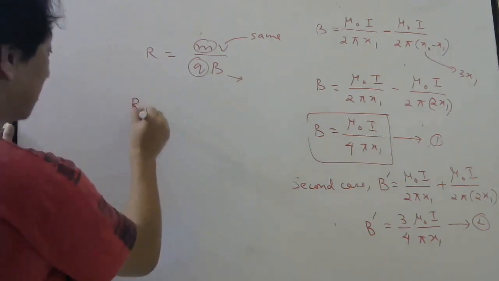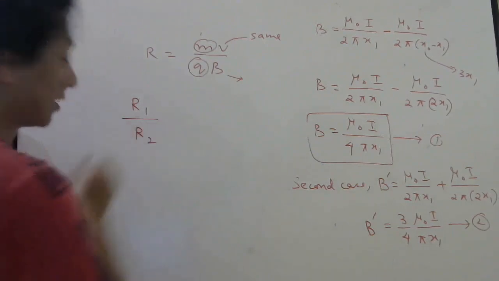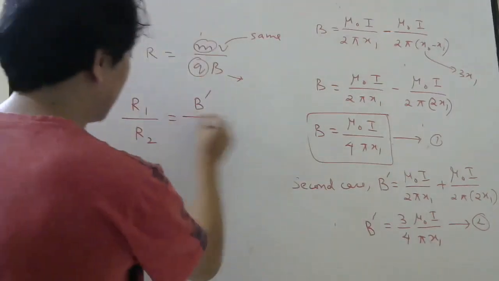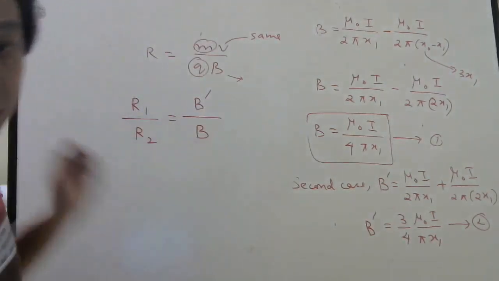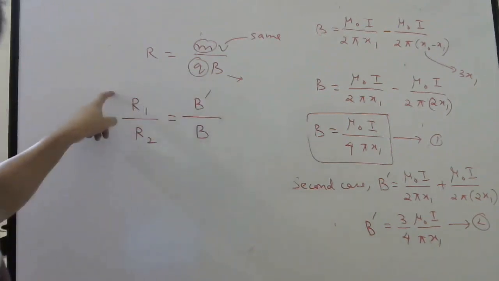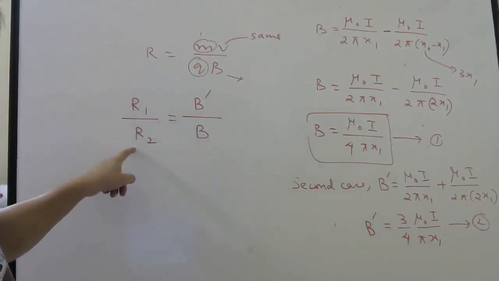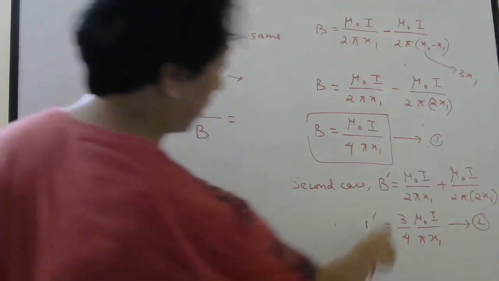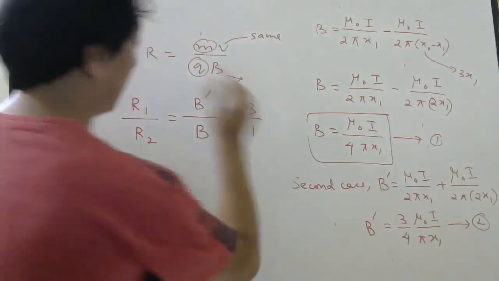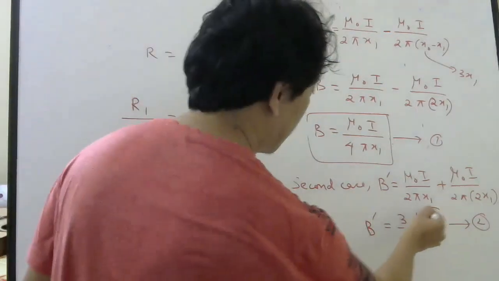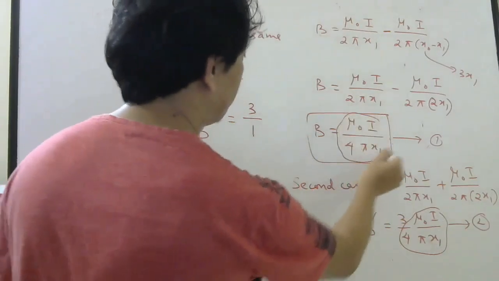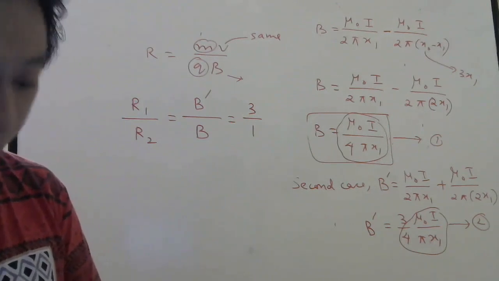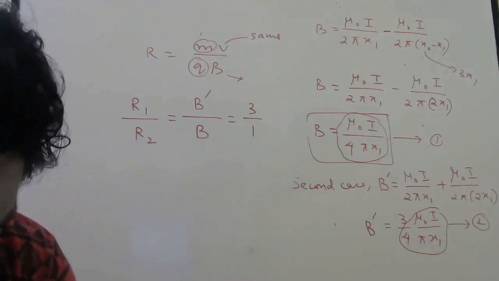So the radius in the first case divided by the radius in the second case will be the magnetic field in the second case, which I wrote B dash, divided by the magnetic field in the first case. Correct? Inversely proportional. So if you calculate this ratio, everything else is the same and cancels. So this will be 3 by 1. So the answer should be 3 by 1 if they want R1 by R2. Option C.